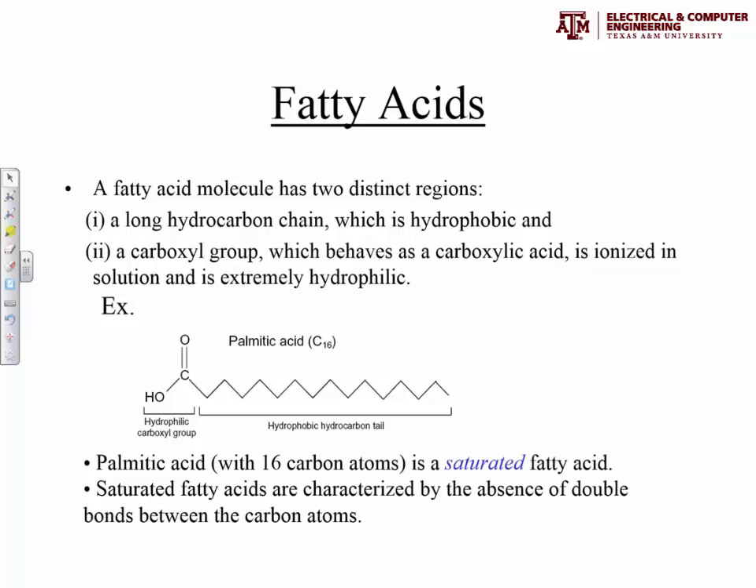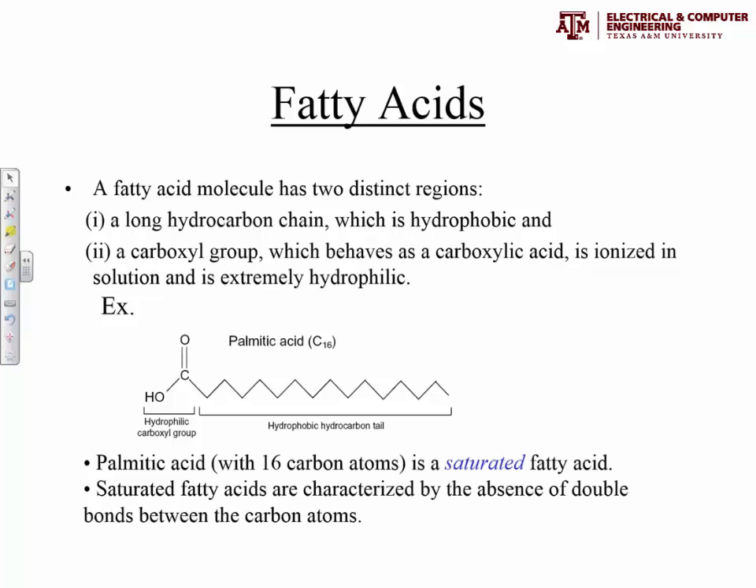But on the other hand, the fatty acid will also have a carboxyl group, C double bonded with OH. And this is a hydrophilic group, because this likes water. This portion can dissociate in water, or partially dissociate, to produce hydrogen ions. So it'll have two things, a long hydrocarbon chain, and then a carboxyl group which behaves as a carboxylic acid, is ionized in solution. That means it gives up its hydrogen ion, and is extremely hydrophilic. It really loves water. So this guy loves water, this one hates water. So that's a fatty acid, and you can have different examples of that.